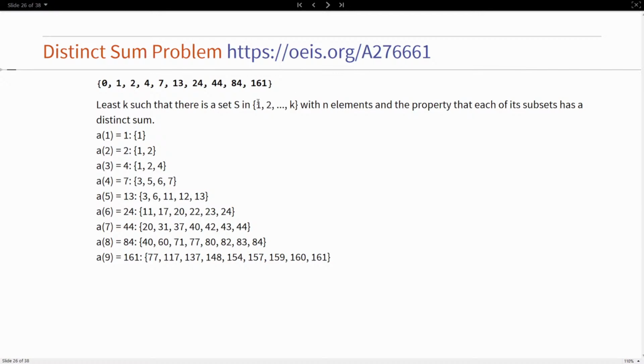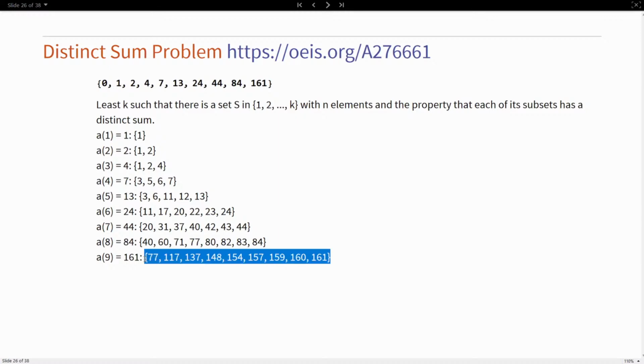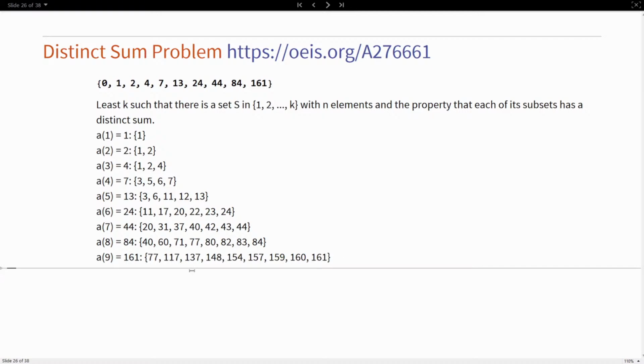So here's a sample unsolved problem. We want the least k so that the members of the set, each subset has a distinct sum. And we want to know the lowest value for the highest term. For 9 numbers, this set of 9 items, all these pairs have distinct sums. So the distinct sum problem solution for order 9 is 161. It's unsolved what the value is for order 10.